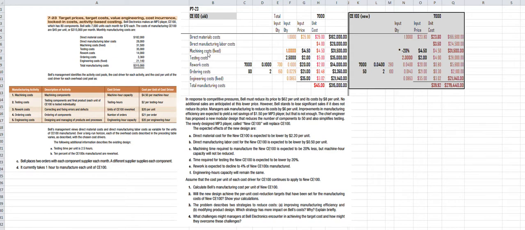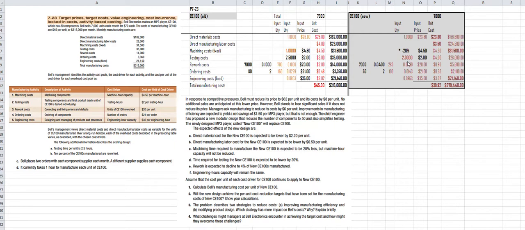In terms of our machining costs, even though we reduced the demand on this activity by 20% and the input price stayed the same, the total cost is not going to change because the amount of machining capacity has not been reduced. And once again, as I stated a moment ago, the only way that that cost would change would be to reduce the amount of capacity supplied.